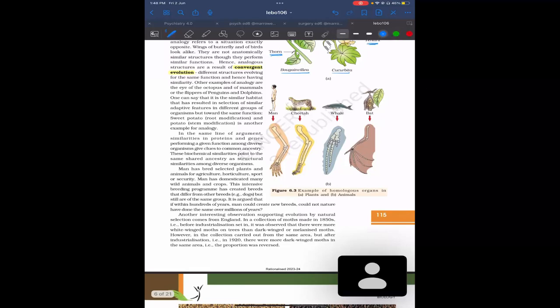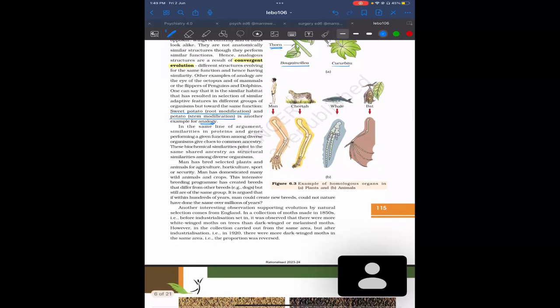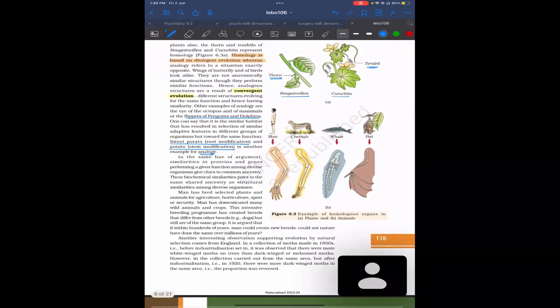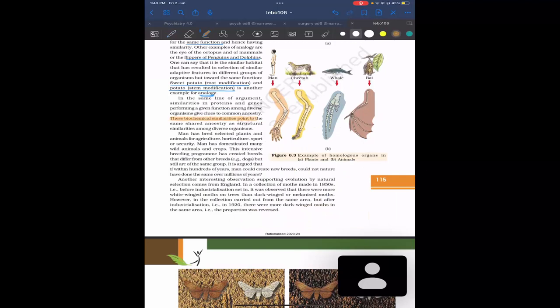Now comes the convergent evolution. For example, sweet potato, which is a root modification, and potato, which is a stem modification. They both are for storage of food, but these are different parts. Sweet potato is a root, potato is a stem. So therefore, it is analogous. Another example is flippers of penguins and dolphins. The penguins are aves, but the dolphins are mammals. But the function of their flippers is the same. So therefore it is convergent evolution or analogy. That is different structures, same function. Now these biochemical similarities point to the shared ancestry of structural similarities among diverse organisms.